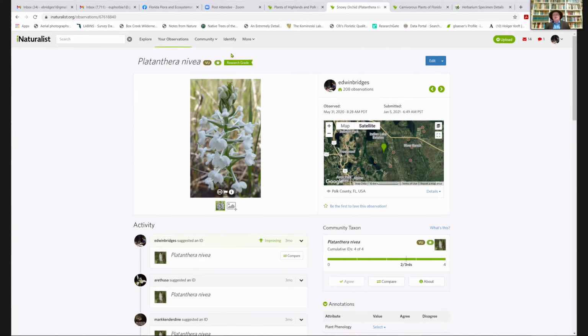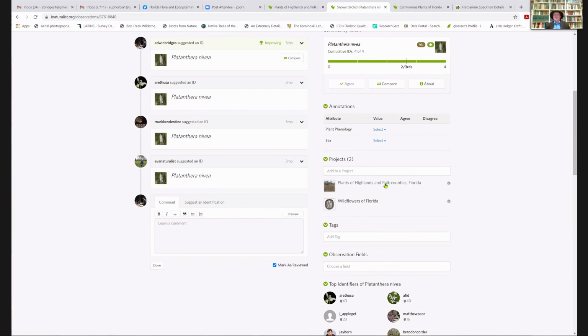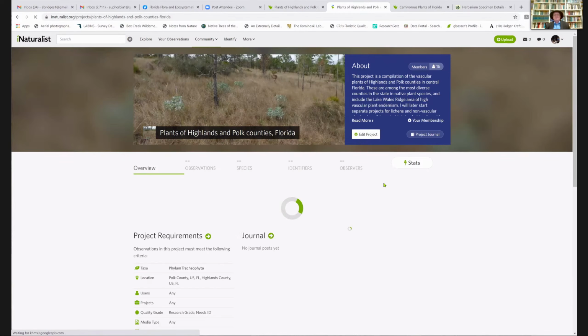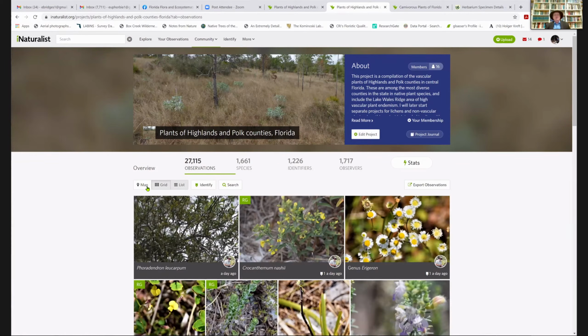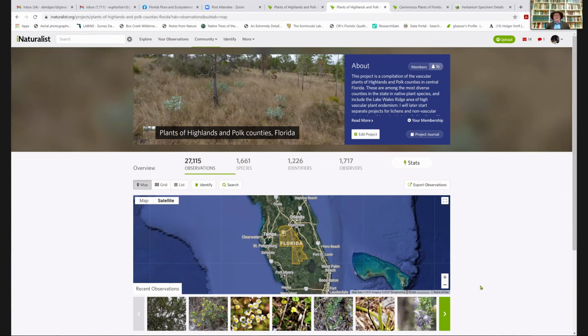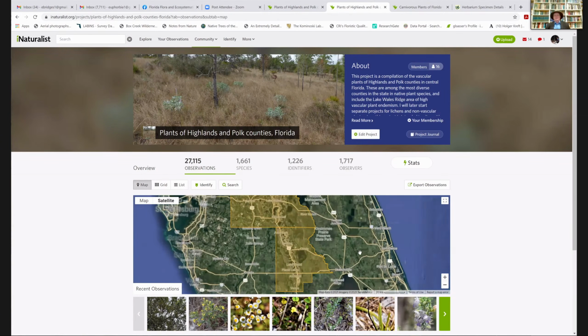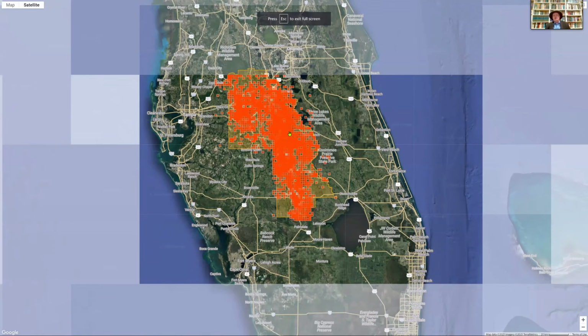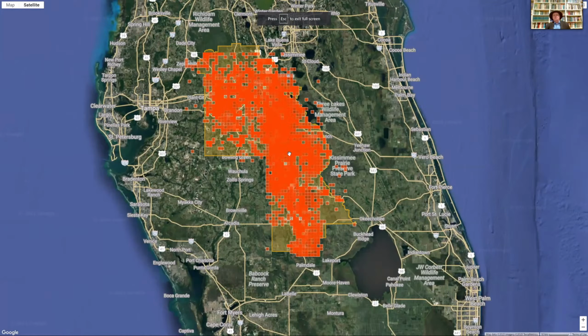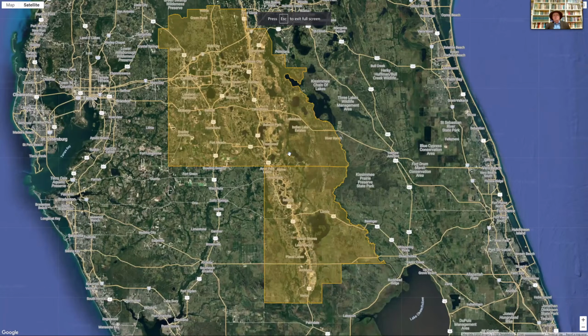It's automatically added to collection projects. So let's say if I go to the Plants of Highlands and Polk County, these observations are everything that falls within the boundaries that are included. So if I look at that, I get a map that shows me everywhere that somebody has recorded one. It will show up whether they chose to add it or not. If they choose to add coordinates, they can do that.